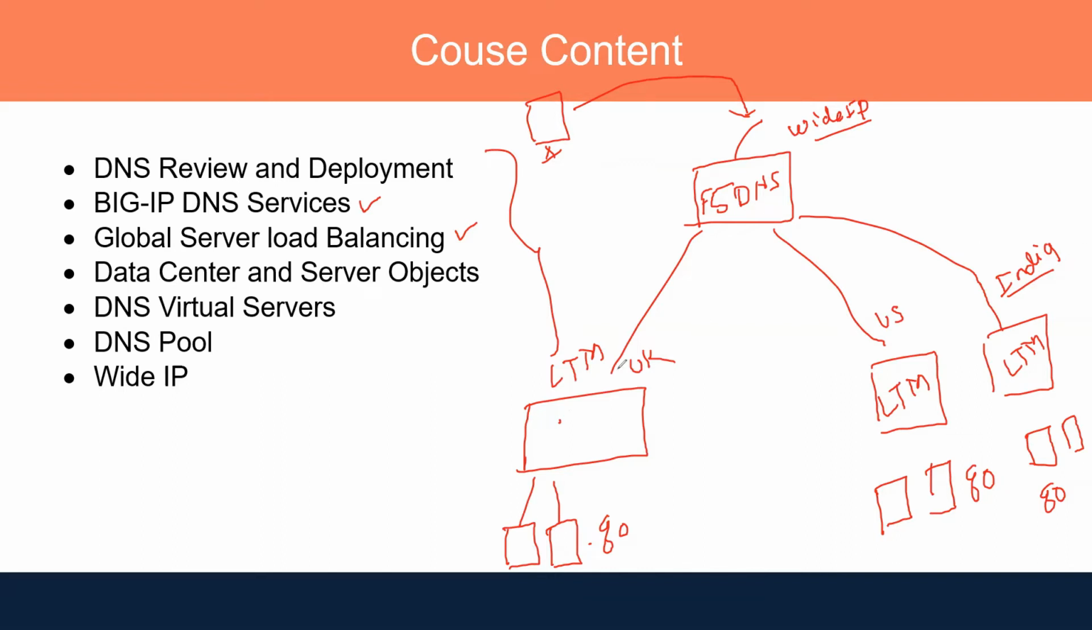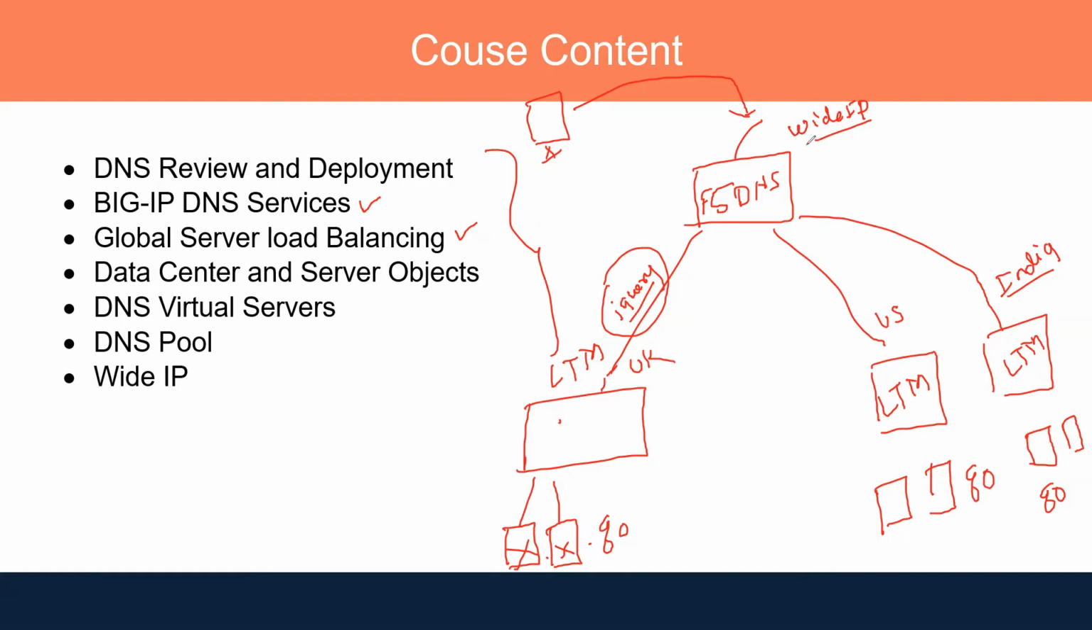And sometimes, let's say due to any reason, these servers are down. So between LTM and DNS, there is iQuery running. Using iQuery, it would be able to monitor the health and other metrics, so it would understand that these servers are down. So intelligently, it would redirect those requests to the next available data center. Okay, so that is the global server load balancing that we will talk about.